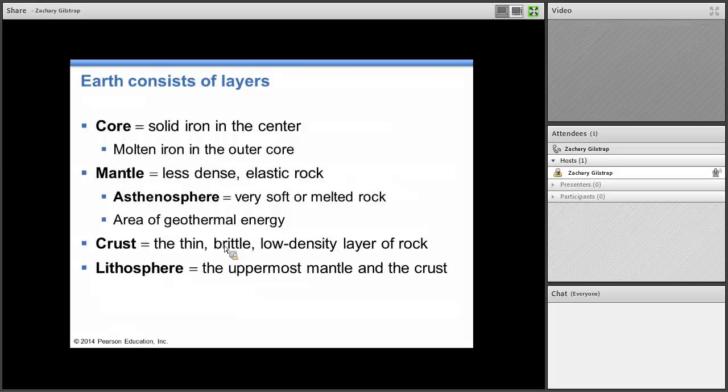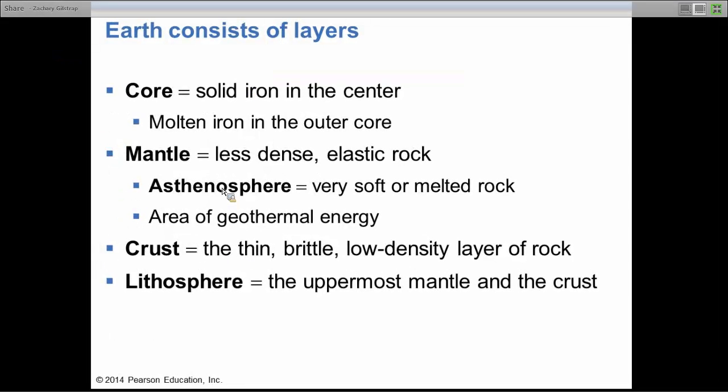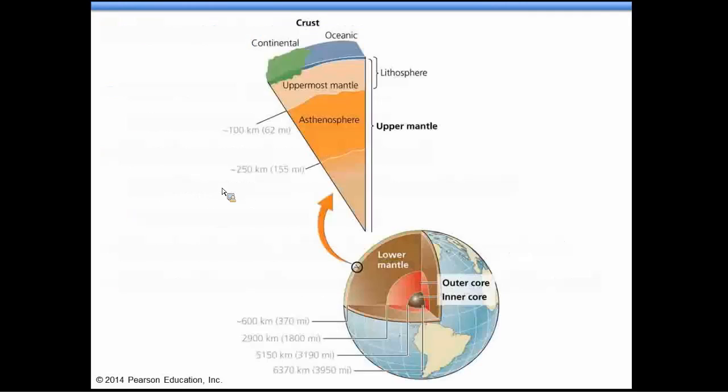Earth consists of layers. Most geological processes take place near Earth's surface, but our planet consists of multiple layers. Earth's center is a dense core consisting mostly of iron, solid in the inner core and molten in the outer core. Surrounding the core is a less dense, elastic layer called the mantle. A portion of the upper mantle is called the asthenosphere, consisting especially of soft rock. Above that is the harder rock we know as the lithosphere. The lithosphere includes Earth's crust, a thin layer of rock that covers the surface.